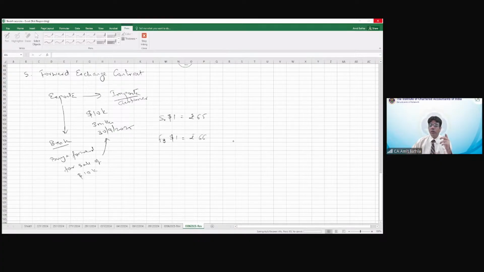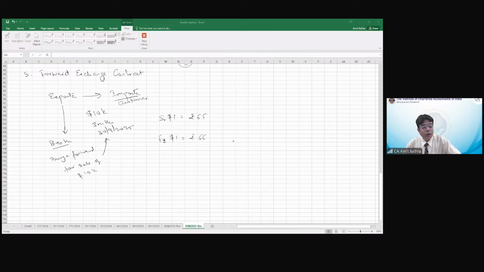And what does that do? We had learned that as a result of the interest rate parity principle, you are obviously expecting that the dollar will become more expensive over a period of time, right? So it is quite possible that the spot rate 3 months down the line may actually be rupees 67 or even 68, for example. This is a possibility.